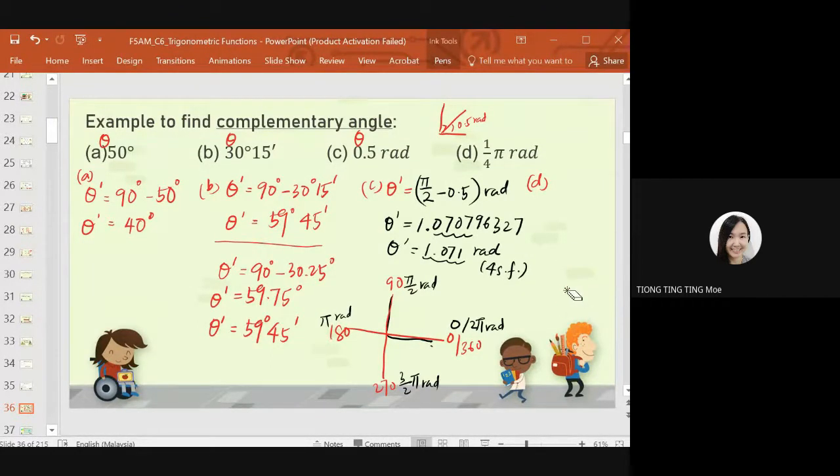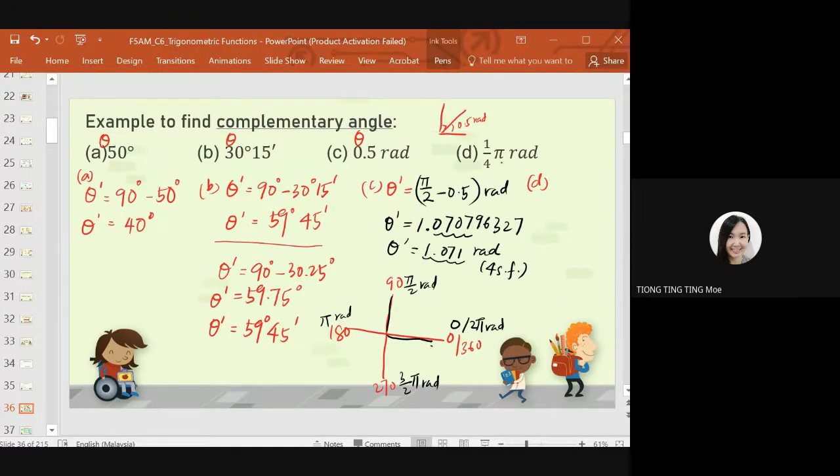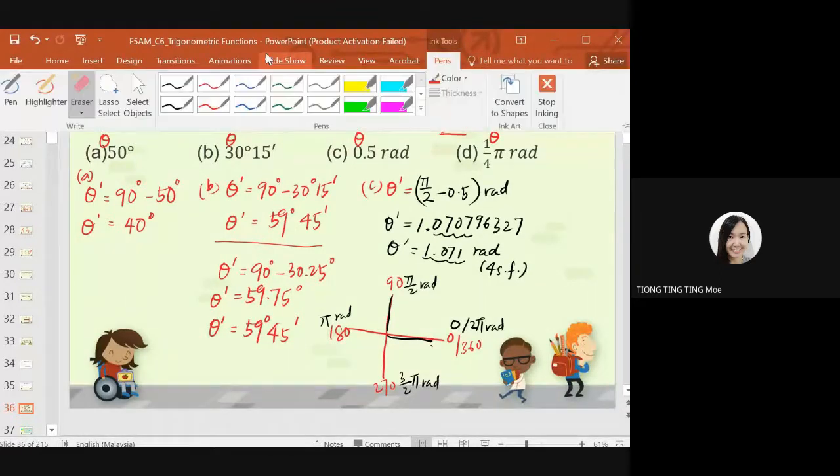Okay, so now we go to part D. 1 over 4 pi is your angle, so your complementary angle is pi over 2 minus 1 over 4 pi radian. Not enough space, I write on another side here. So I write my D here.